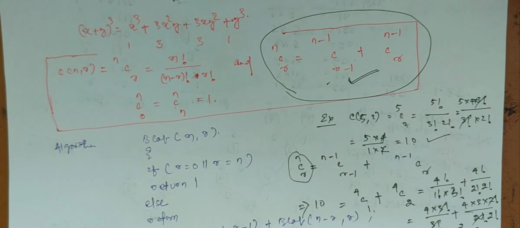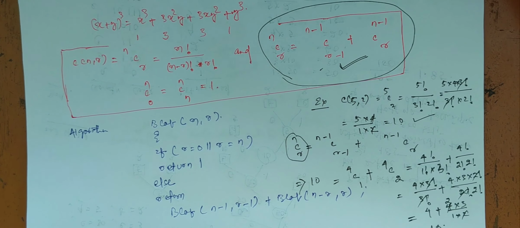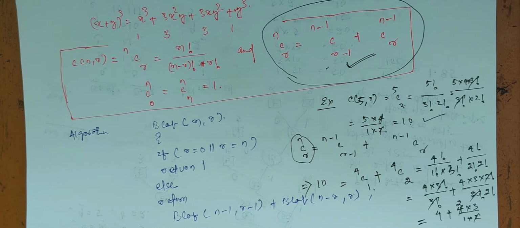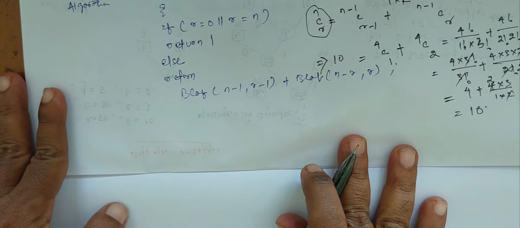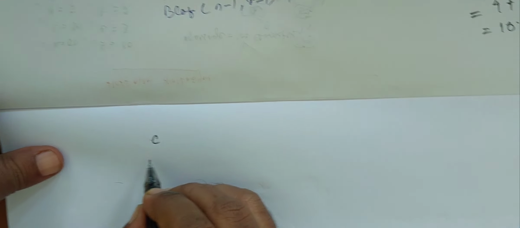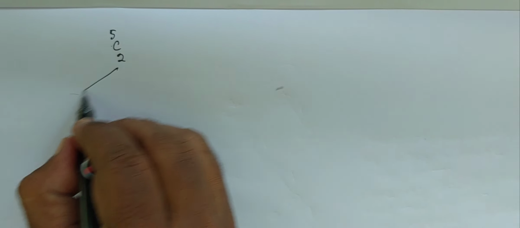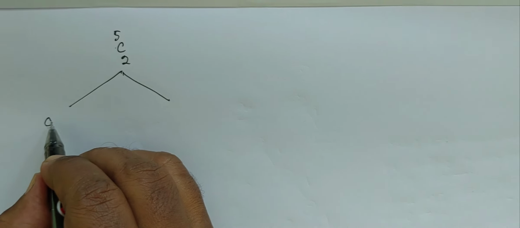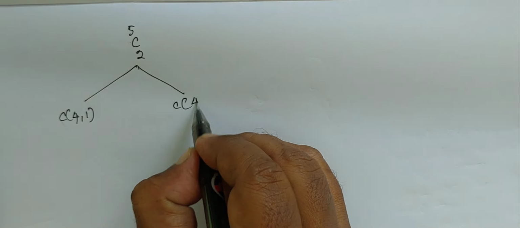In dynamic programming, how is it happening? First we have to calculate, suppose, C52. So what will be my two branches? That will be C41 and C42.